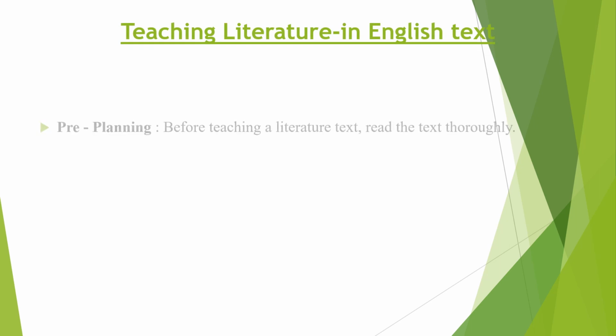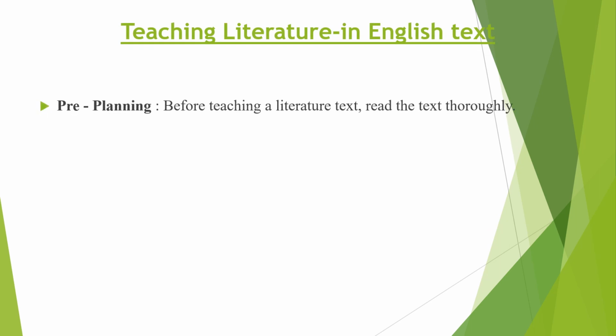The first thing you have to consider is the pre-planning stage, that is before teaching a literature text. Read the text thoroughly. Before you even consider planning a literature lesson, you must what? Read the text thoroughly. It can be once, twice, or thrice, but until you are able to understand the whole concept, ideas or events being talked about in the book, you can't go ahead to teach the lesson or teach the topic and have a successful one.